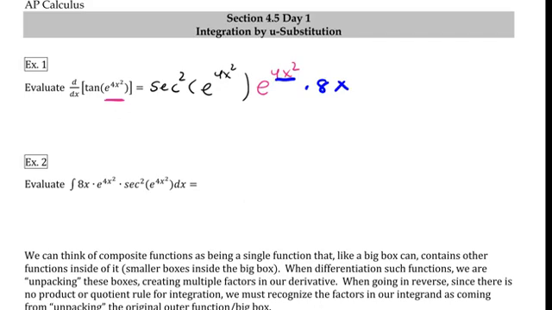We could probably write it a little nicer, right? We could write 8x e to the 4x squared, secant squared of e to the 4x squared. Any way you write it, this looks pretty messy. Okay, let's go on to 2. Now we're asked to integrate. Well, we have never integrated something this difficult before.